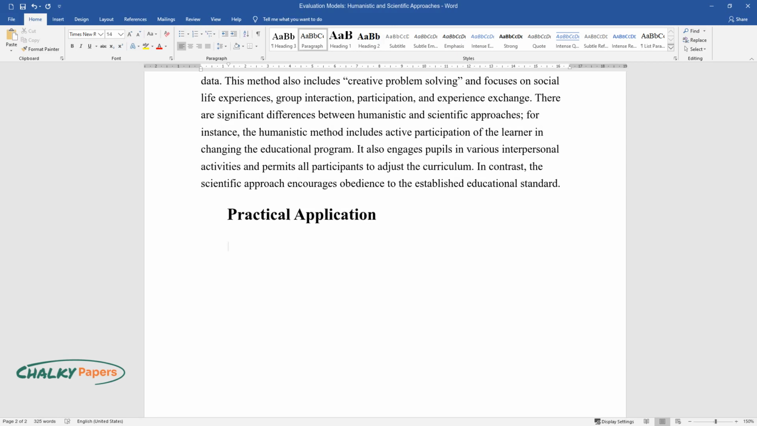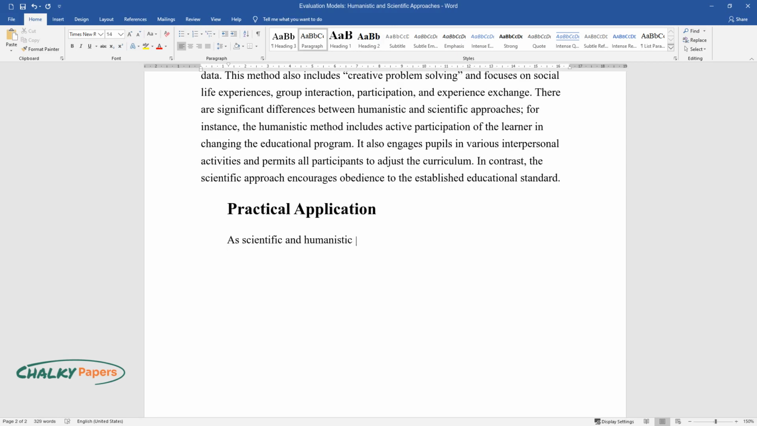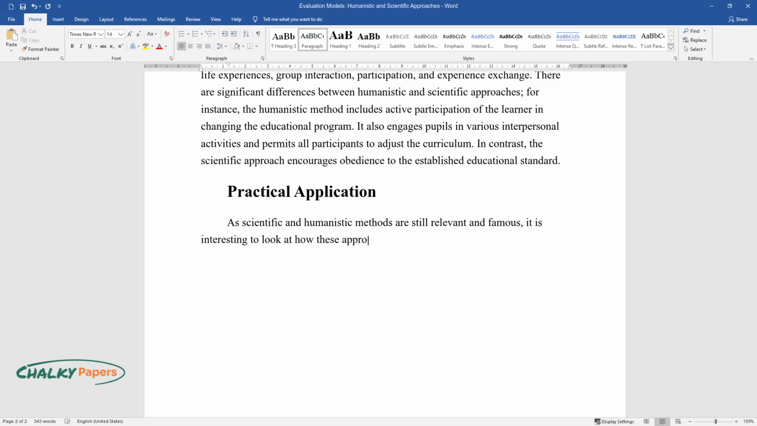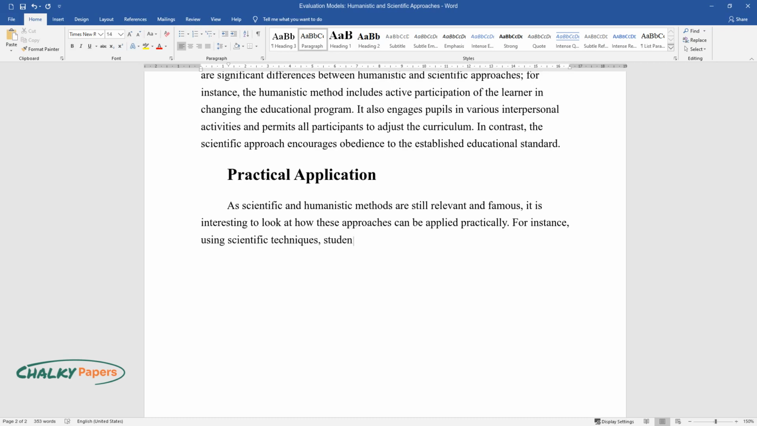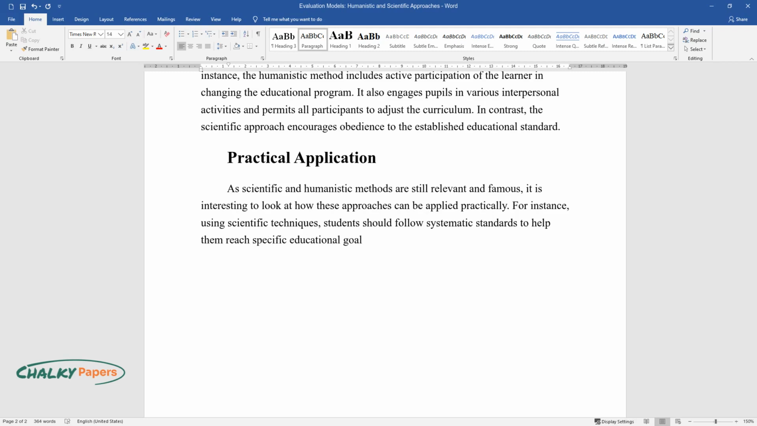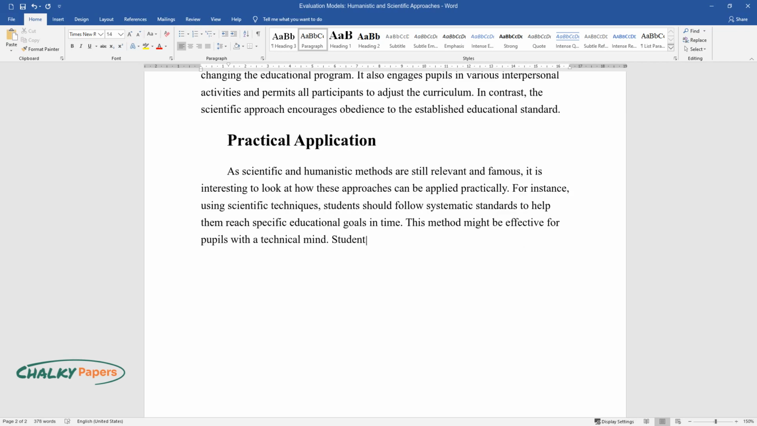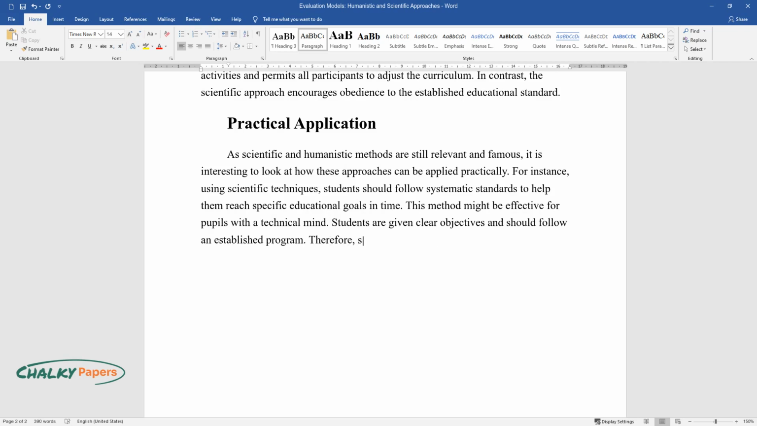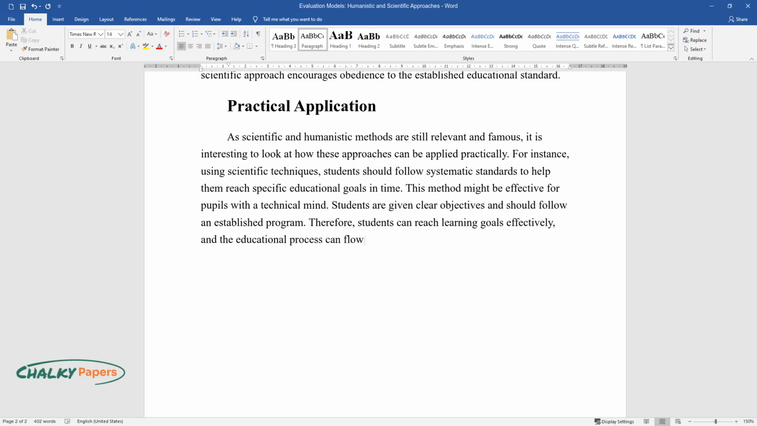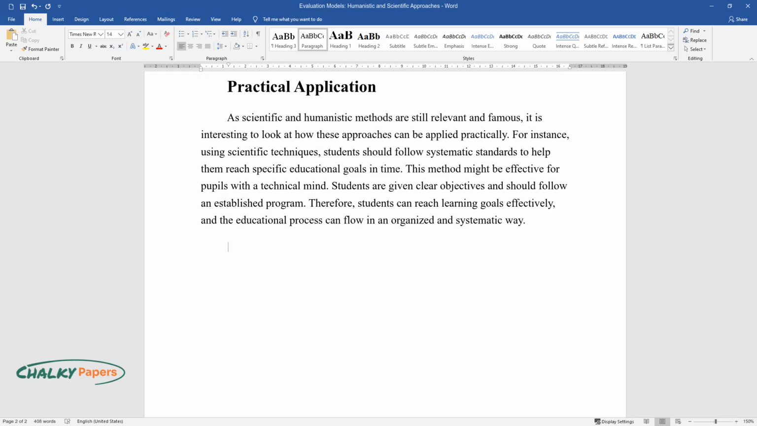Practical application. As scientific and humanistic methods are still relevant and famous, it is interesting to look at how these approaches can be applied practically. For instance, using scientific techniques, students should follow systematic standards to help them reach specific educational goals in time. This method might be effective for pupils with a technical mind. Students are given clear objectives and should follow an established program. Therefore, students can reach learning goals effectively, and the educational process can flow in an organized and systematic way.